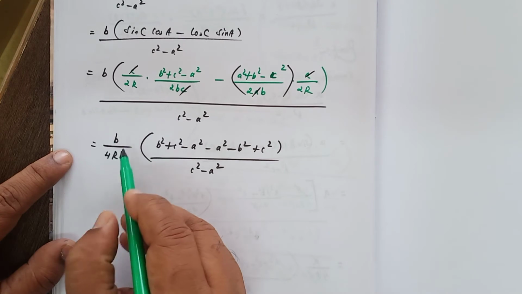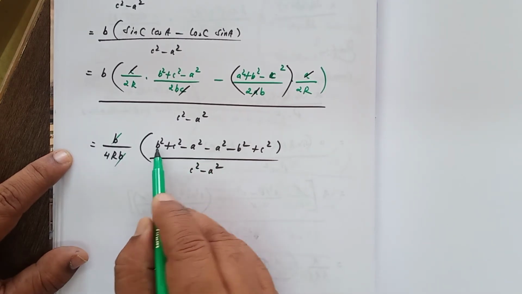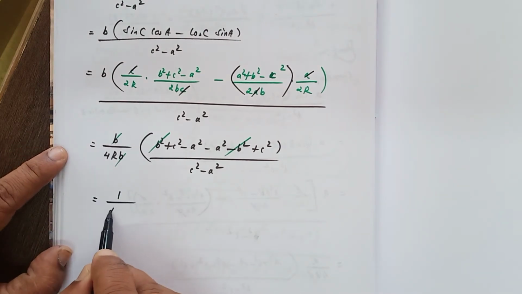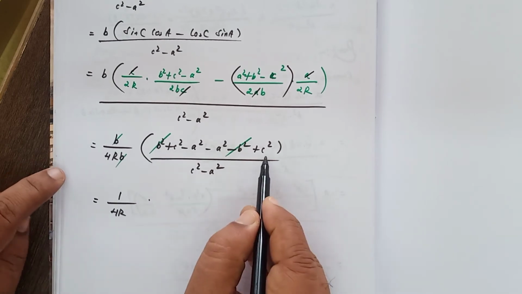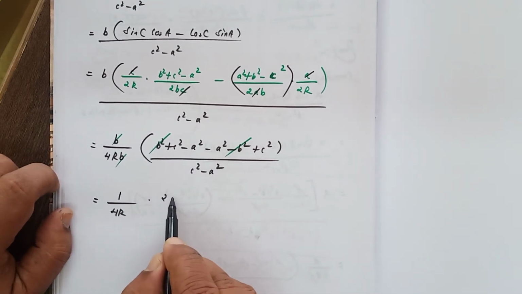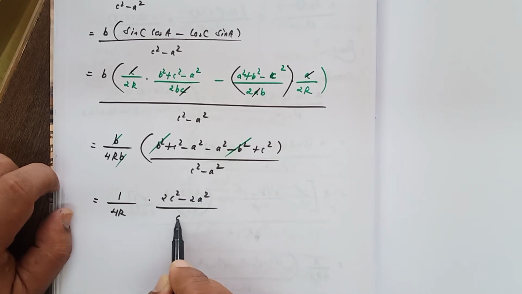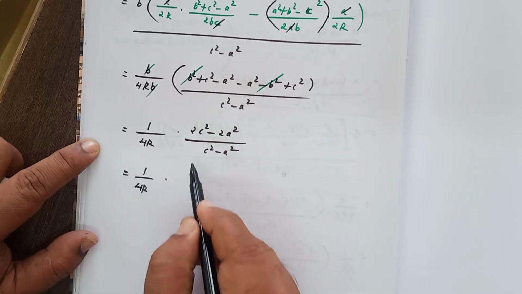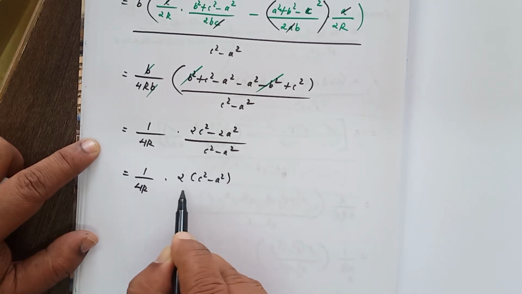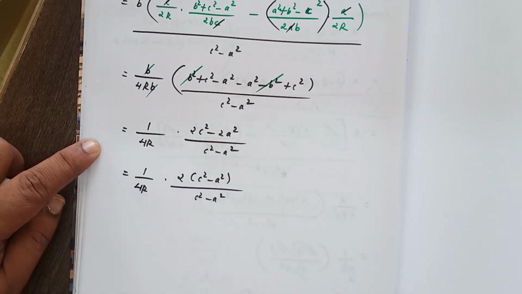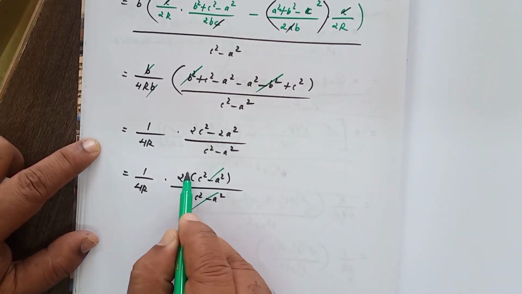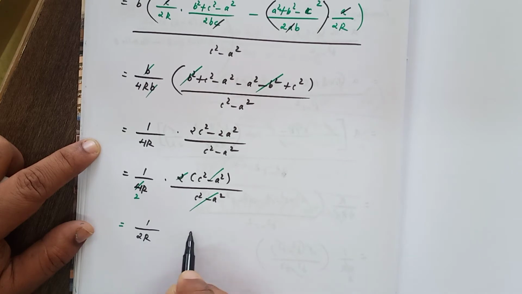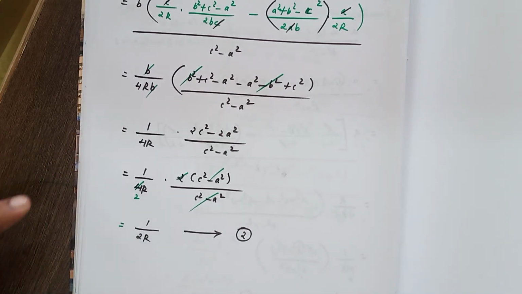Now we can cancel B, and B squared minus B squared also cancelled. That is equal to 1 divided by 4R, here C squared plus C squared, 2C squared, here minus 2A squared, 2C squared minus 2A squared divided by C squared minus A squared. That is equal to 1 by 4R into, take 2 as common, C squared minus A squared divided by C squared minus A squared. So these two get cancelled, 2 twos are 4, that is equal to, once again you are getting 1 by 2R. Let it be number 2, equation number 2.